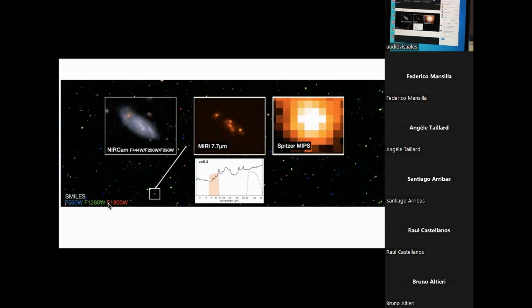So this is a galaxy at redshift 0.4. On the left, you see the NIRCam image of it, which has much higher resolution and sensitivity, and you can see all sorts of structures in it. What we had before MIRI is the Spitzer MIPS image I'm showing on the right. It's just a huge blob. You can't really detect any of the structure.